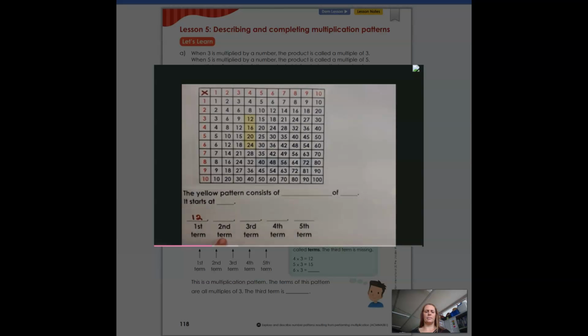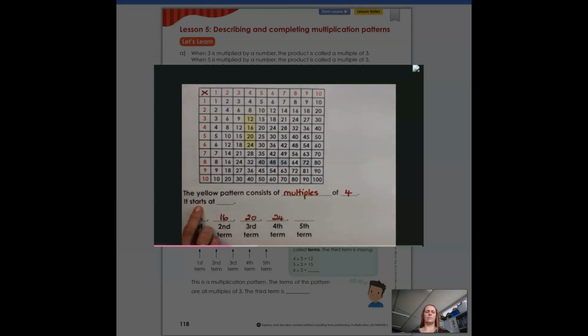What's the second term in the pattern? The second term is 16. What's the third term in the pattern? It's 20. What's the fourth term? It's 24. And what do 12, 16, 20, and 24 all have in common? They are all multiples of 4. So let's describe the yellow pattern. The yellow pattern consists of multiples of 4.